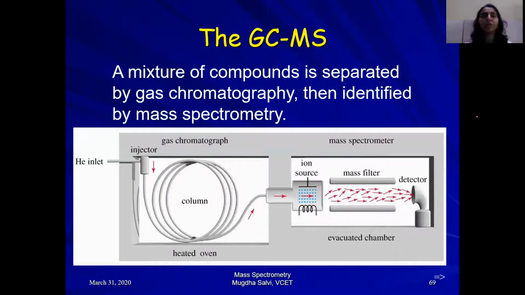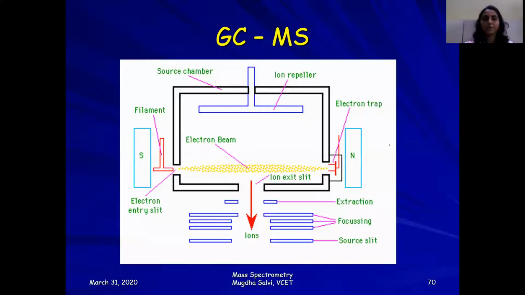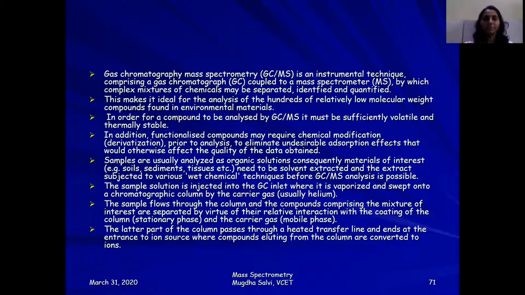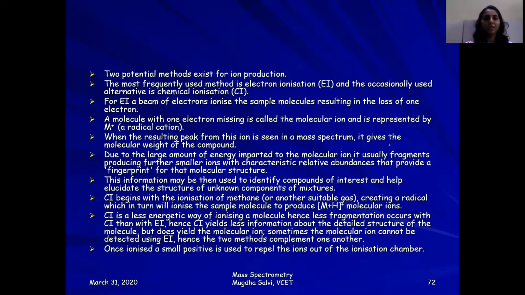So this is how an instrument would look for a GCMS. Initially, you have the gas chromatograph. After that, the components that are given out from the column are then passed through the ion source, and they are split into ions and passed on through a mass spectrometer for further analysis. These two pages are giving you an explanation of the GC and the MS combined.